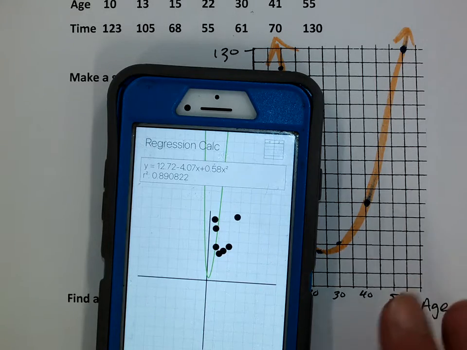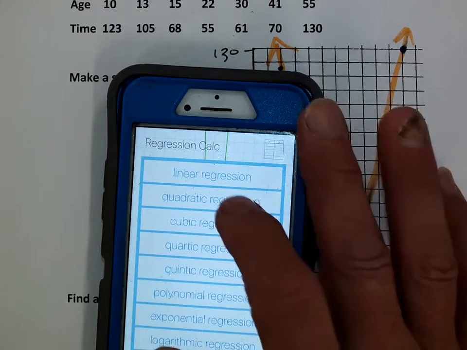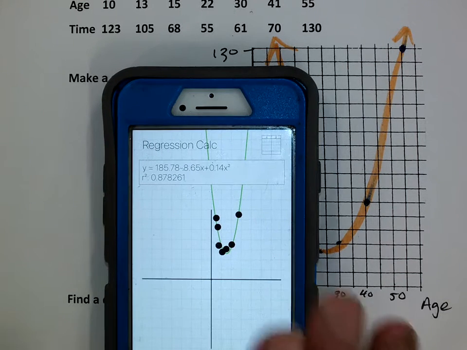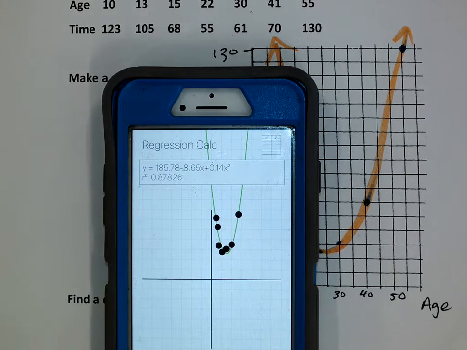So then we're going to calculate the quadratic regression, and there it is. And then it kind of drew my line in there. It hits most points, but it doesn't hit them all. So we get this R value. That's my correlation coefficient. But first, let's write down the equation.